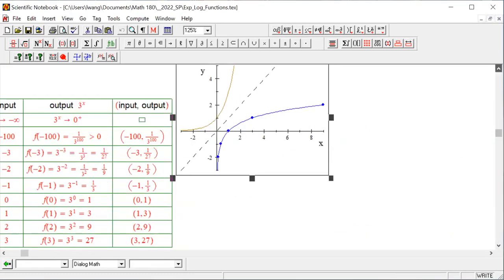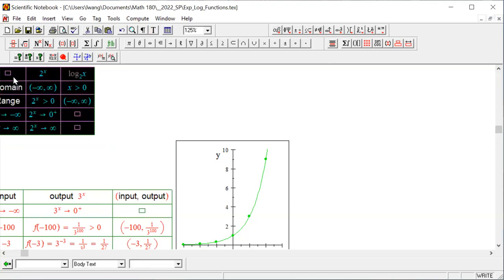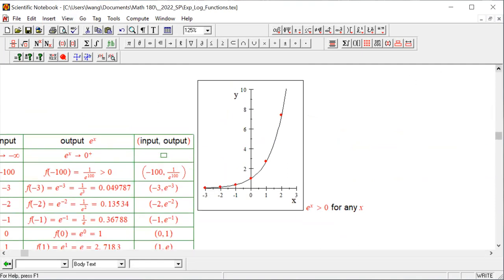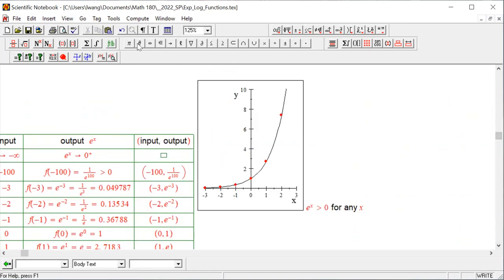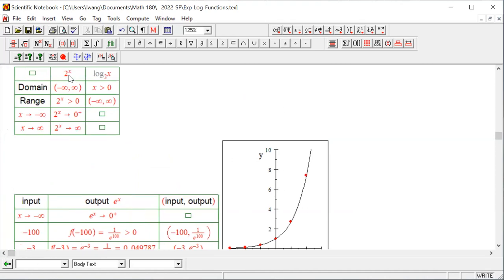And once again, if I just simply copy and paste that summary table, it's going to work. All I have to do is just change the base to 3 to the power of x and log base 3. I just need to change the base.